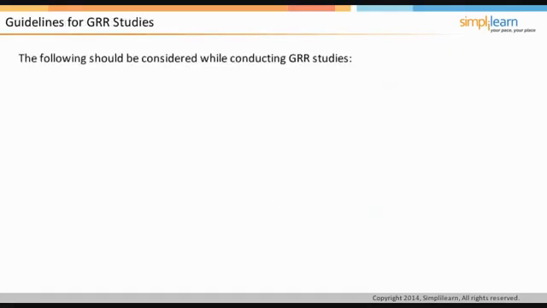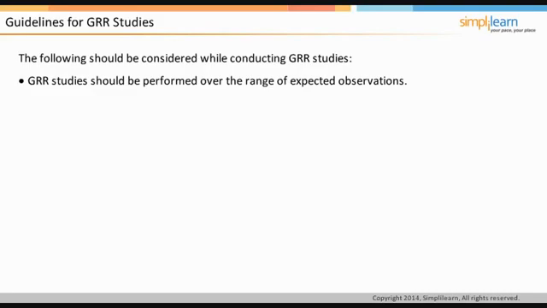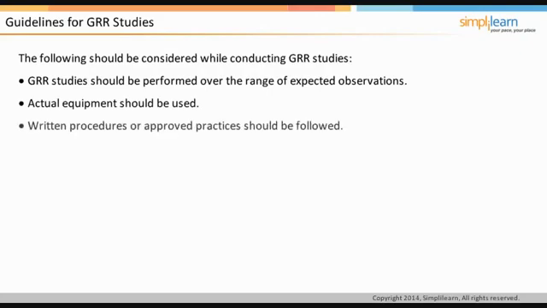The following should be kept in mind while carrying out gauge repeatability and reproducibility, or GRR studies. GRR studies should be performed over the range of expected observations. Care should be taken to use actual equipment for GRR studies. Written procedures and approved practices should be followed as would have been in actual operations. The measurement variability should be represented as is, not the way it was designed to be.